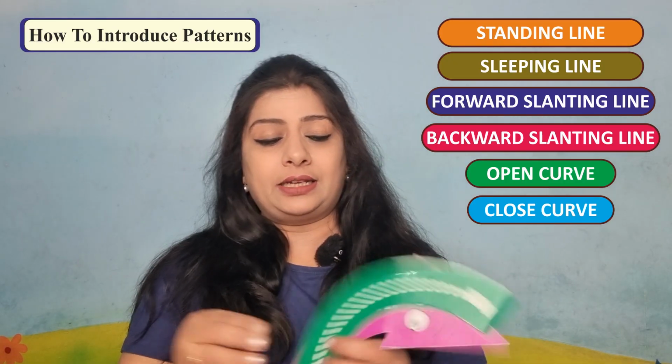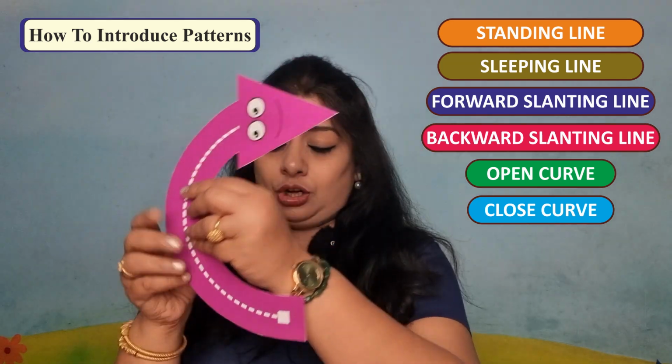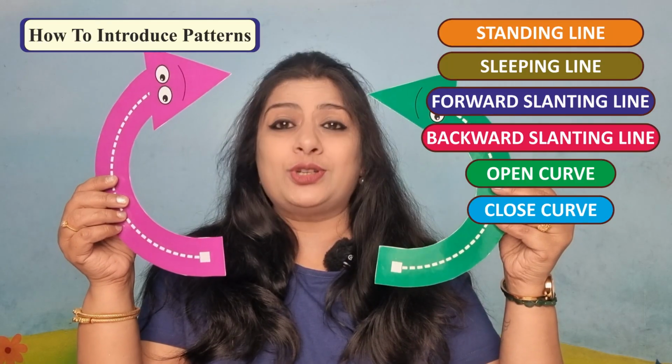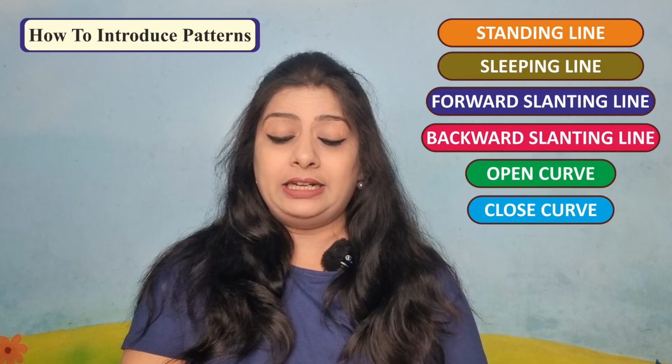This is, let me show this to you. So this is a closed curve and this is an open curve. So these are the basic patterns that the child needs to recognize. So what is recognition? Recognition means absorb. So the child will see this as a picture initially and absorb the formation. So recognition is absorbing what you are showing.